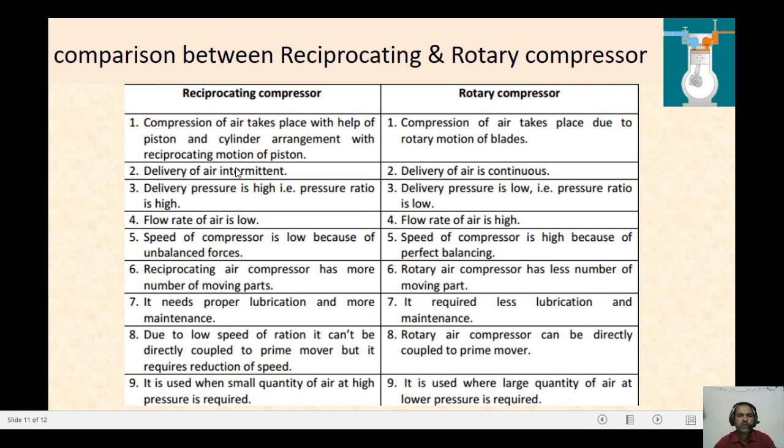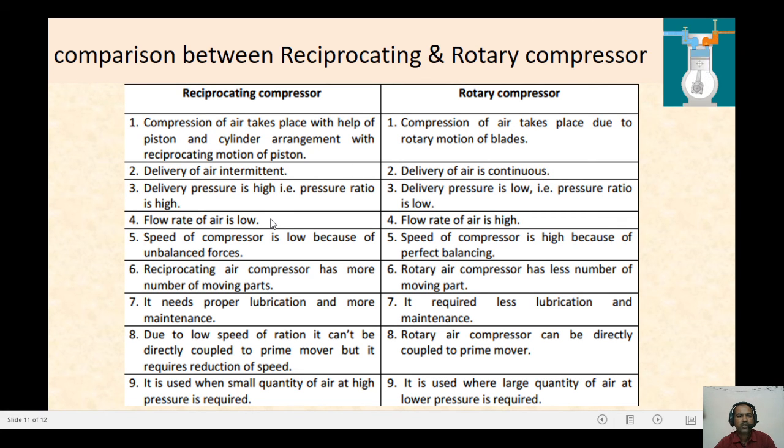In the reciprocating compressor, the delivery of the air is intermittent, but in the rotary, the air flows in a continuous path. This is the main difference between the reciprocating and rotary. In the reciprocating compressor the pressure ratio is high, but in the rotary compressor the pressure ratio is very low. That is, it delivers low pressure at the exit, whereas the reciprocating compressor delivers high pressure.